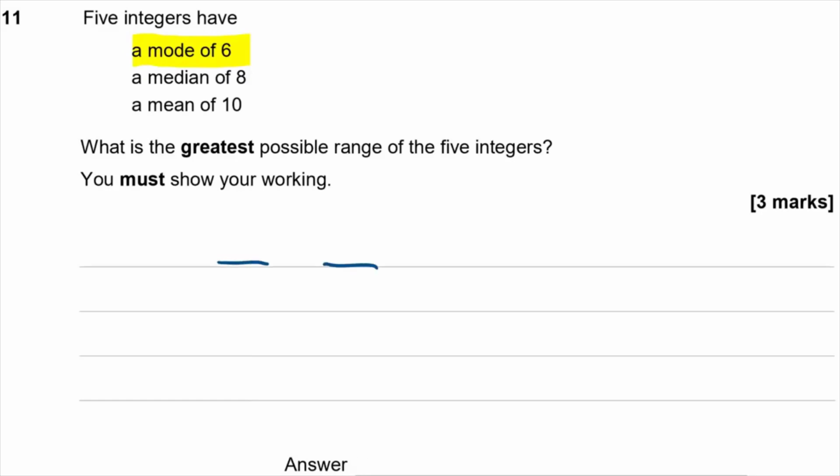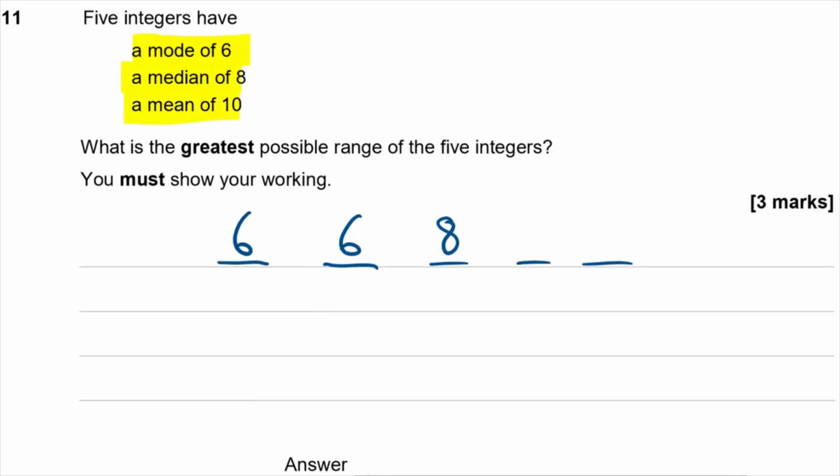Right, so I've got 5 spaces to fill. Okay, now I know that 2 of them must be 6s at least. There might be 3 or more, but we know that must be at least 2. Now it's got a median of 8. Now because there are 5 numbers, the middle one must be 8, which means because I have to have 2 6s, that these 2 here must be the 6s. So I've got 6, 6, 8 and something and something. Okay, so I've dealt with my mode of 6 and my median of 8.